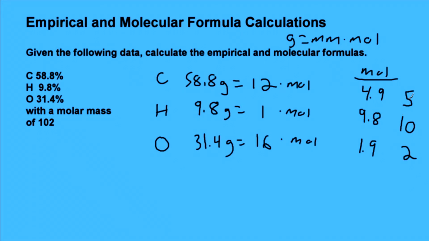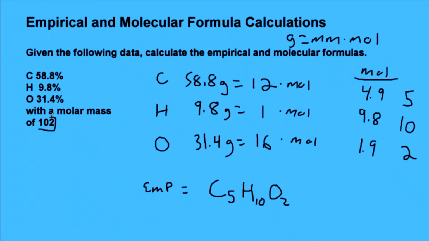So this means that our formula is going to be C5, because the carbons have 5 moles, H10O2. This is our empirical formula. This is the lowest whole number ratio. Notice that you can't reduce these numbers. This calculation that we just did gives you empirical formulas. So now we have that. We can take it one step further.